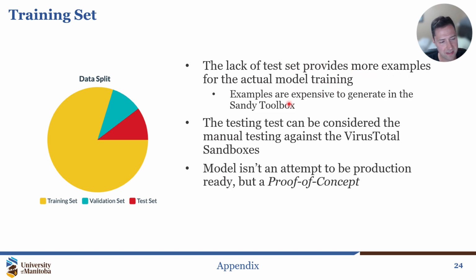So it's worth mentioning that the lack of a test split provides more data for the model training. This is just because when you're executing these malware snapshots, it's kind of prohibitively expensive, because I wasn't able to fully flesh out a good automated way of doing it. Examples are expensive, not like costly expensive, but there just wasn't really an automated way, and the use of the Cuckoo sandbox didn't actually do everything I wanted to do. The testing set can be considered the manual testing against the VirusTotal toolset.